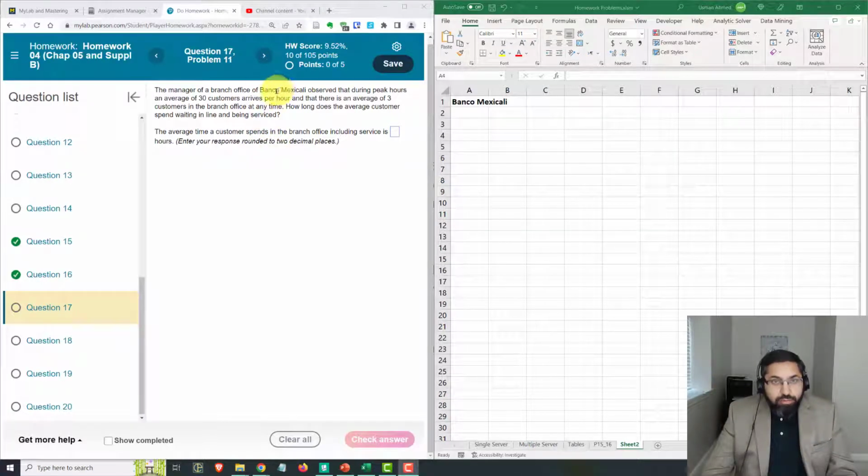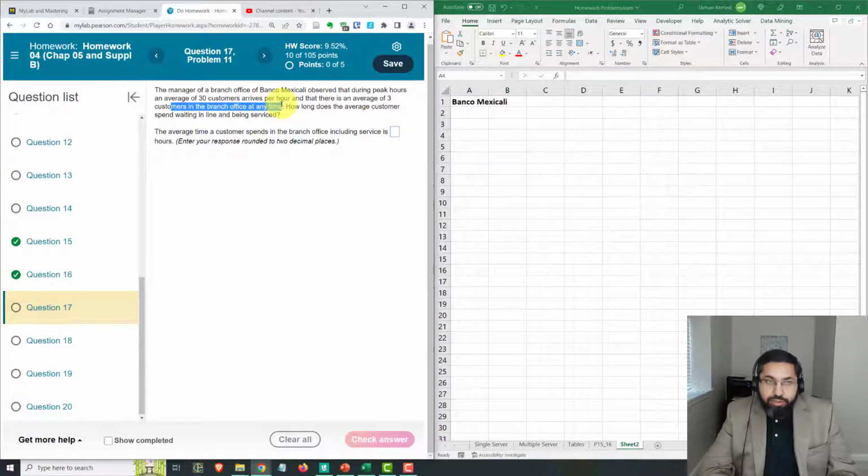In this problem, we have a branch office of Banco Mexicali. They observed during peak hours that an average of 30 customers arrive per hour. And there is an average of 3 customers in the branch office at any time. Notice here that the question does not say there are 3 customers waiting to be served in the queue or in the waiting line at any one time. There are 3 total in the branch. So this is 3 customers total in the system, not just in the queue.